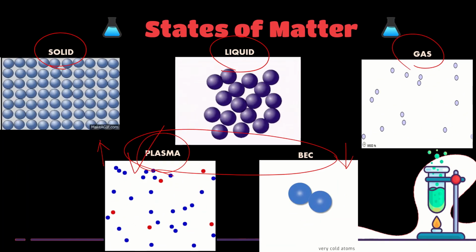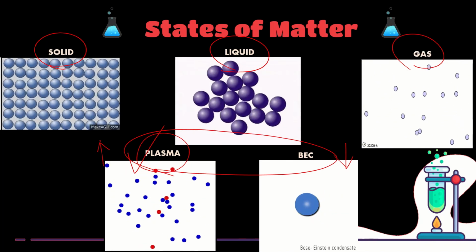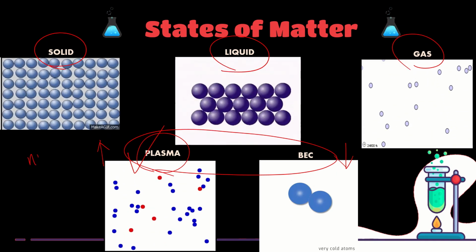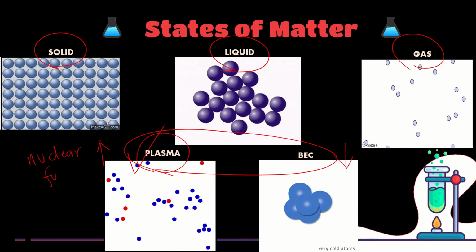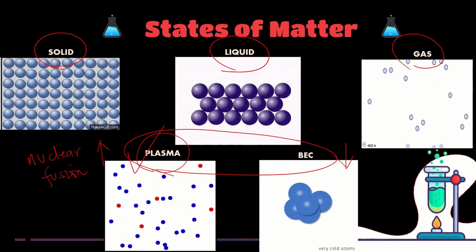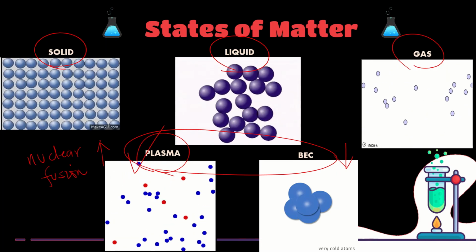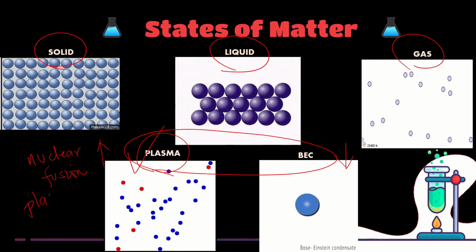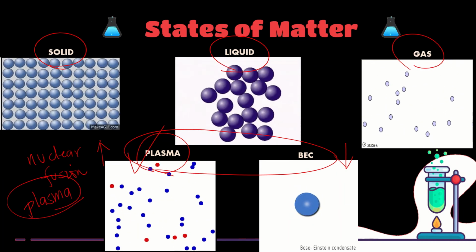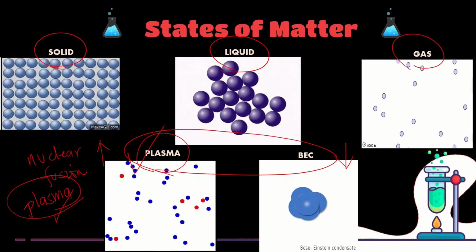Bakit kaya plasma ang pinaka-abundant na state of matter sa universe? That is because most of the matter in the universe are composed of stars. Stars are being fueled by nuclear fusion. And in this nuclear fusion, sobrang taas ng temperature na napoproduce nito. Okay, dahil sa taas ng temperature, yung mga gas particles na present doon sa star, they become plasma. Nagiging plasma yung mga gas particles na nasa star because of the heat produced by nuclear fusion. Kaya plasma ang pinaka-common sa lahat ng state of matter.